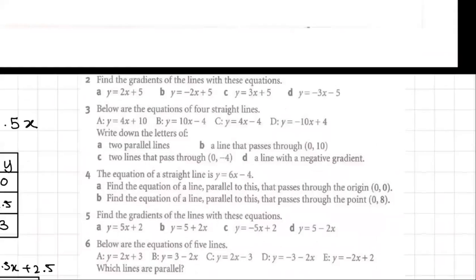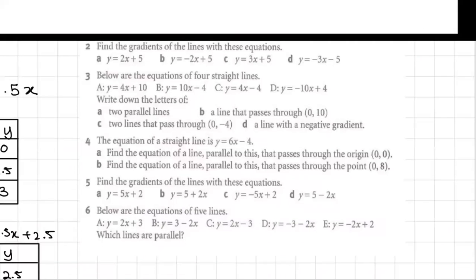Same thing here. Find the gradient of the lines of this equation. Once you arrange them in this format, y equals mx plus c, you get your gradient already. So the first gradient you can see is 2. Second gradient, -2. Third gradient, 3. Fourth gradient, -3.